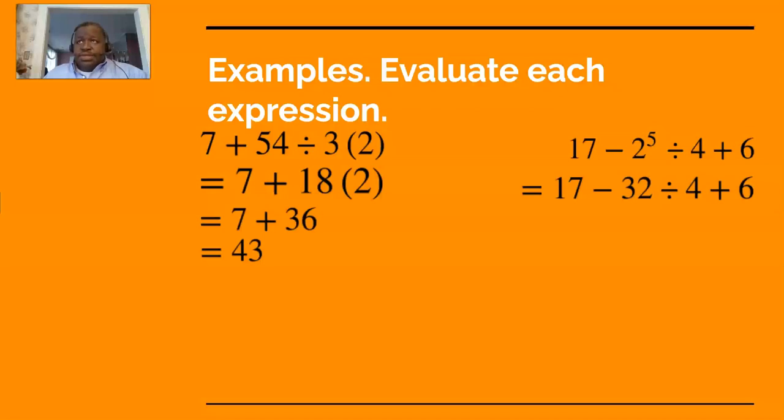Now, once we do the exponent, now it's multiply, divide. Well, we don't see any multiplying, but we do have division. So we're going to divide 32 divided by 4. So you have 17 minus 8 plus 6. Now you have a minus and a plus, but we're going from left to right. So the first thing we're going to do is 17 minus 8, which is 9, plus 6, and that gives us our answer of 15.